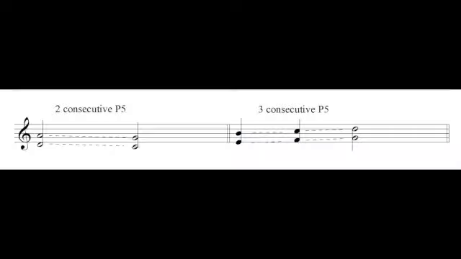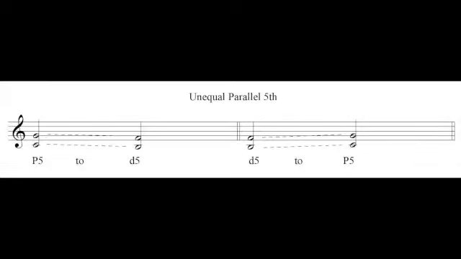Then what makes parallel fifth? It's when you employ two or more consecutive perfect fifth. As you can see on the left, we have two consecutive perfect fifth, and on the right, we have three consecutive perfect fifth. So these are parallel fifth. Then how about a combination of perfect fifth and diminished fifth? We call it unequal parallel fifth. And I'm going to talk about this in a minute.